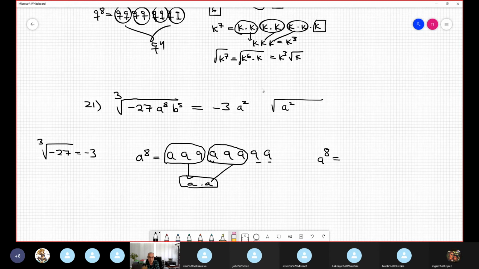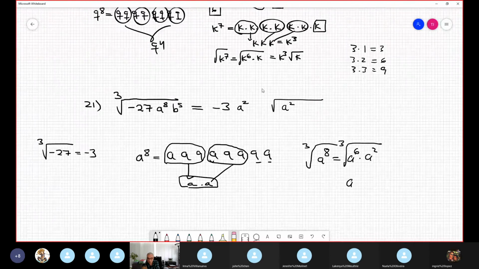Another shortcut. A to the 8th power. You try to find one multiple of 3 because the index is 3. A multiple of 3 close to 8, but down, always down. 3 times 1 is 3, 3 times 2 is 6, and 3 times 3 is 9. Well, 9 is too much. So it's 6. So it's a to the 6th power and a to the 2nd power, because 6 plus 2 is 8. And when you compute the cubic root of this, I know that the exact multiple of 3 is 6, divided by 3 is 2, and this a squared stays outside. This is another way to see it.